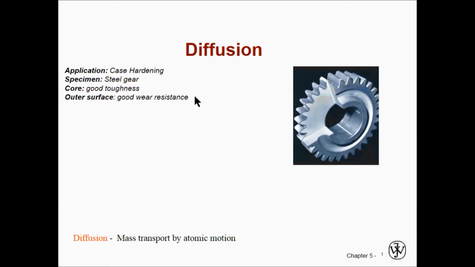In order to achieve this, we can add more carbon, because carbon improves wear resistance, but in that case toughness will decrease if I add more carbon. So I have two opposite properties over here. In order to achieve this, first we can produce steel alloy with low carbon concentration, produce the steel gear where we will achieve good toughness throughout all material.